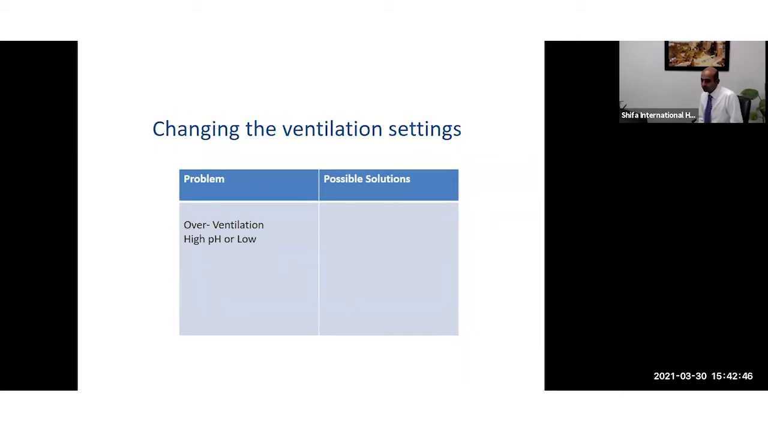If the patient is overventilated with low PCO2 and high pH, then we need to come down on the minute ventilation, which means we need to come down on the rate and on the tidal volume. If we're using volume guarantee ventilation, we can reduce the target tidal volume. And if we're using pressure control ventilation, we can reduce the tidal volume by coming down on the peak inspiratory pressure primarily.